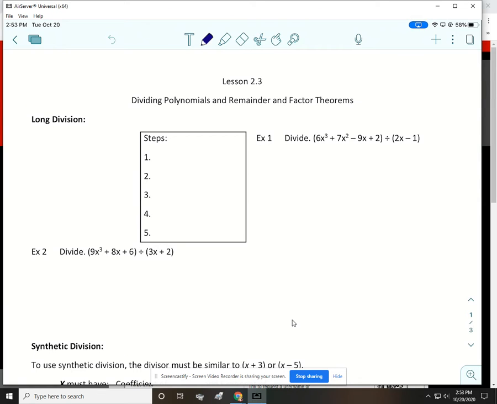All right, lesson 2.3 is going to be on dividing polynomials to begin with, using long division and synthetic division. And then the next lesson, and it's still on this note sheet, but we won't talk about it until the next lesson. We'll talk about the remainder and the factor theorems.